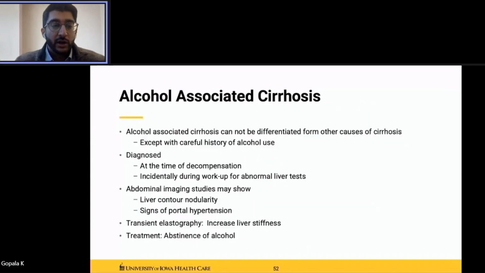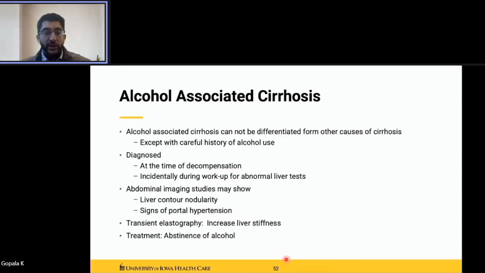Alcohol-associated cirrhosis, usually these patients, as you guys have seen, sometimes inpatient, they present for the first time decompensated and they didn't know they had cirrhosis before, or slowly they progressed over years. And imaging will show liver nodularity and they have signs of portal hypertension. You can do a FibroScan as well if you're unsure to show the level of fibrosis. And again, no amount of alcohol is okay for these patients.